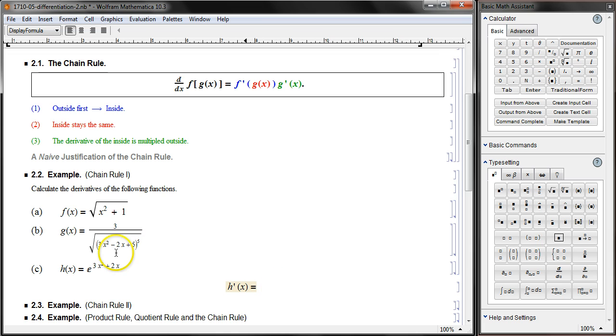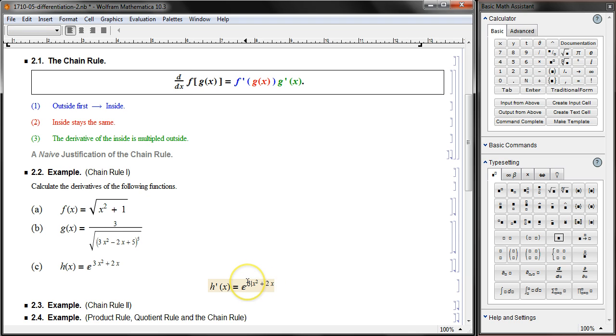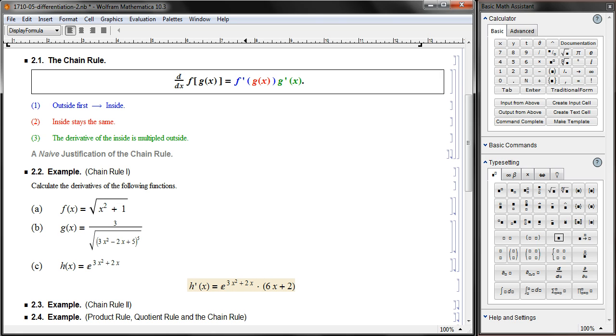Okay, the exponential function is always the same. So there you go, and the inside always stays the same. So it's doubly staying the same: the exponential stays the same, blue, and the inside staying the same, red. And then let's multiply the derivative of the inside, which is 6x plus 2, and that'll complete the problem.